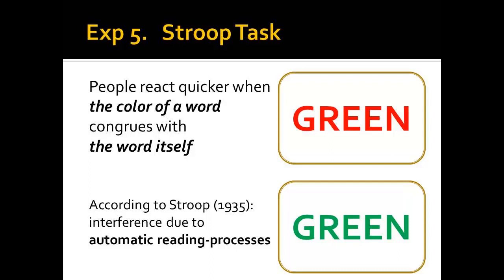Now, Stroop originally stated that this interference was due to the automatic reading processes that take place. In other words, even though you know very well that the word itself doesn't matter for the task, you can't help but still get the urge to read the word. Now, it should be noted that there is some disagreement on whether the Stroop effect interference occurs in the stimulus identification stage or in the response selection stage. Now, our faculty at Leiden University holds the opinion that the Stroop effect is a type of interference that occurs at the response selection stage, just like the Simon effect.